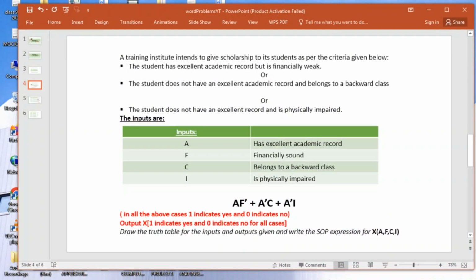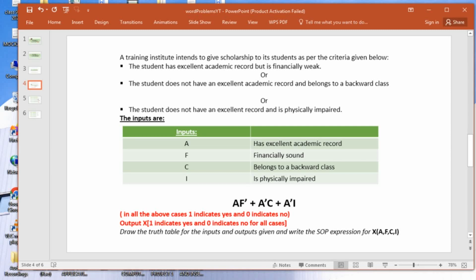Now let us take a question. For example, a training institute intends to give scholarship to students as per the given criteria. Number 1, the student has excellent academic record but is financially weak. Or the second criteria is the student does not have an excellent academic record and belongs to a backward class. Or the student does not have an excellent academic record and is physically impaired.